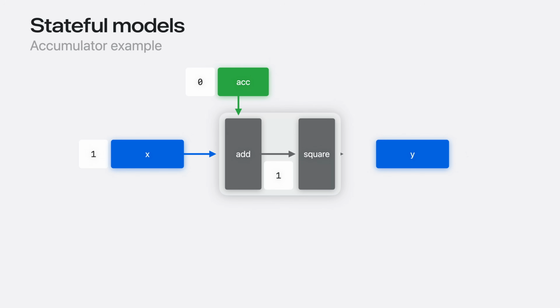The model reads the value from the state and the input to produce the output. Meanwhile, it also writes the result back to the state. Similarly, when another input comes, it reads from the state, produces the output, while also updating the state.